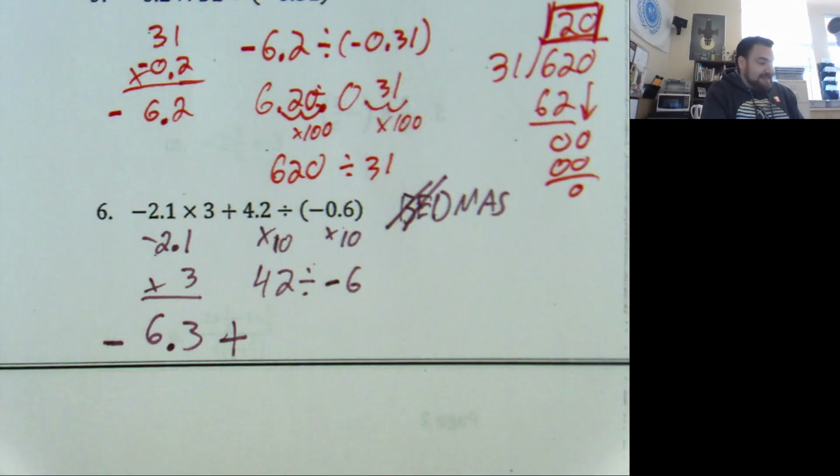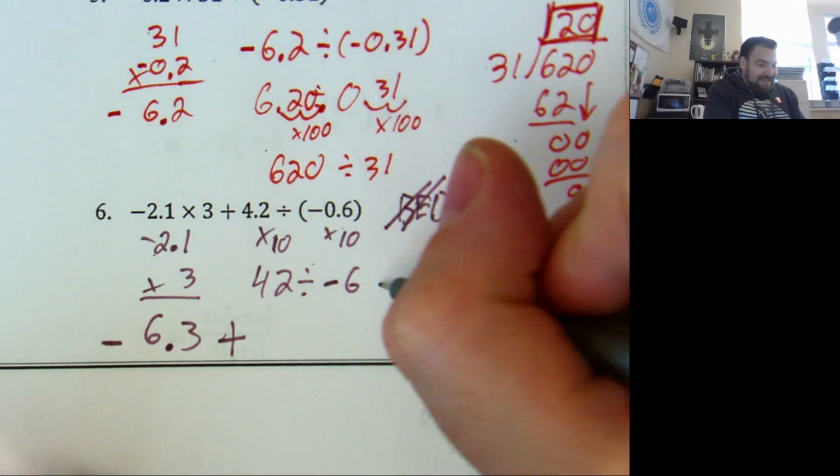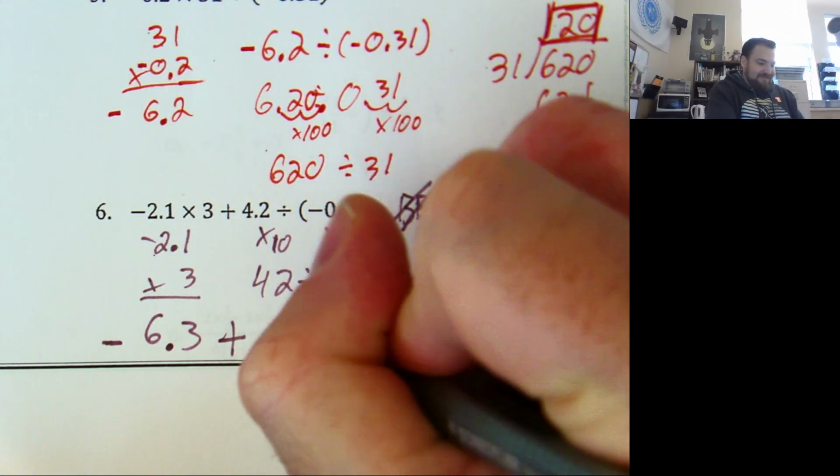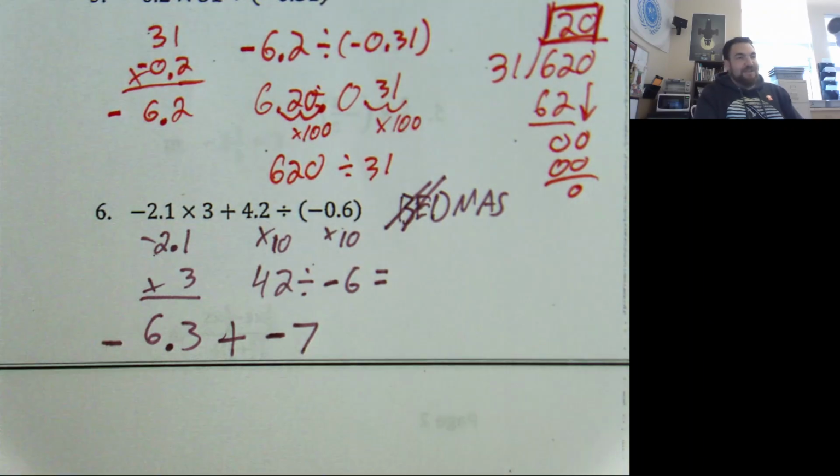I don't need to set this thing up for long division, because this is a times table you should know or be able to find easily on your multiplication tables. 42 divided by negative 6 is, it's not 7. It's negative 7. Because it's not 42 divided by 6, it's 42 divided by negative 6.